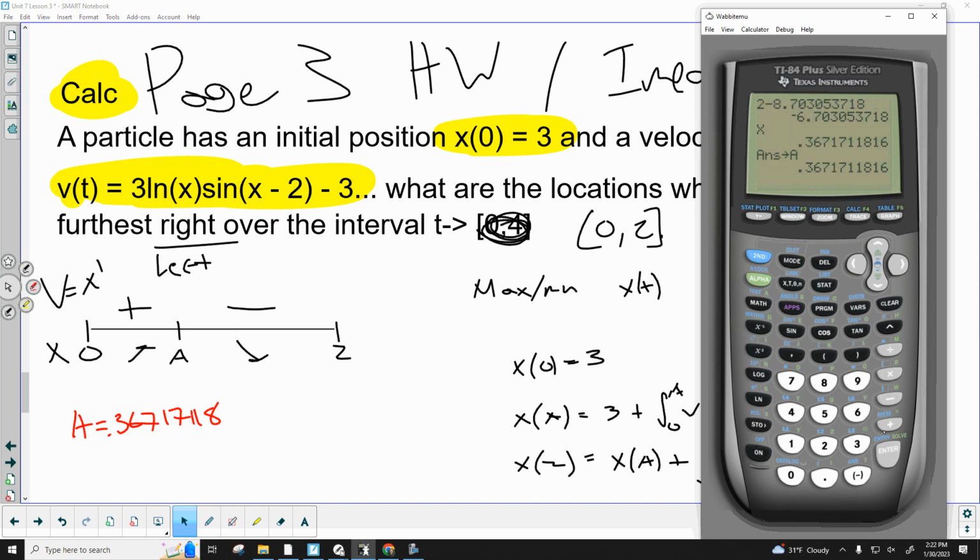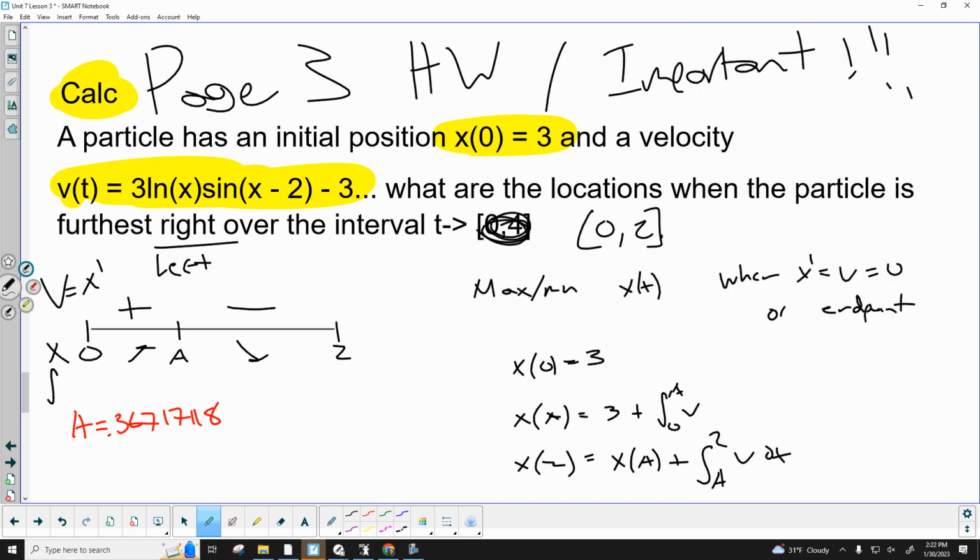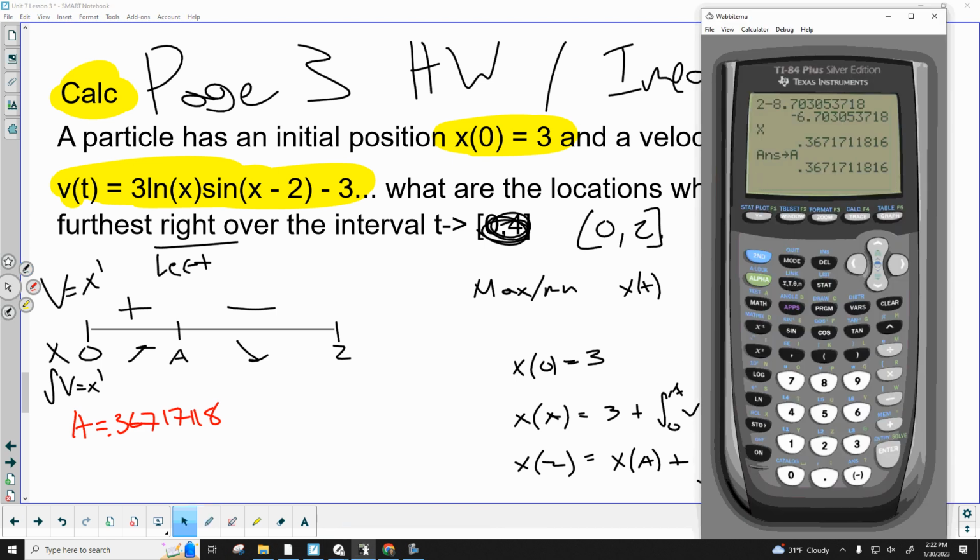Now, we can break out our friend Mr. Integral to figure out how much my position increases, how much our position decreases by finding the area. I prefer to do this in the home screen versus seeing it because I can use these numbers more easily instead of having to write them down. 0 to a of 3 log x, close your parentheses, sine x minus 2, close your parentheses, minus 3.